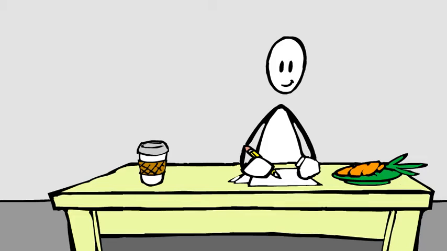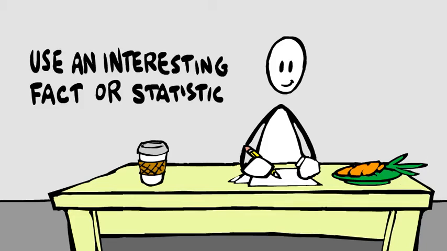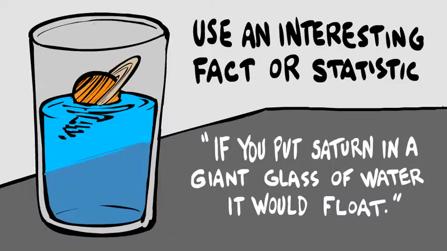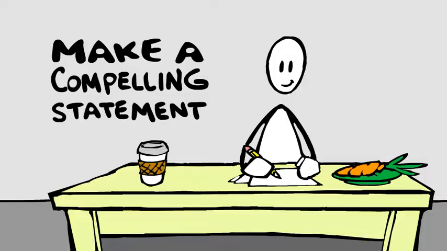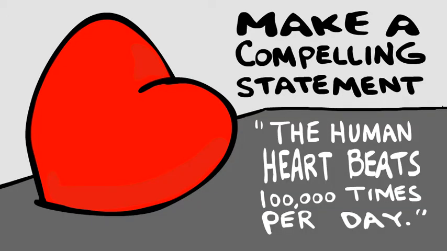You can use an interesting fact or statistic to begin your paper. Consider this example. If you put Saturn in a glass of water, it would float. You could also make a compelling or even shocking statement to get the reader's attention. Just be aware that you have to be able to justify it and back it up with your paper. Such as, the human heart beats 100,000 times per day.